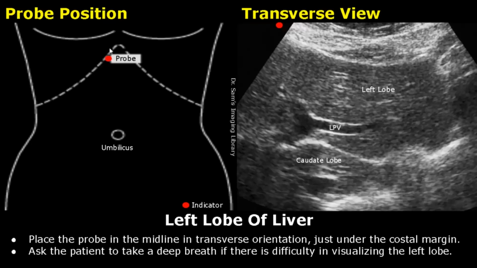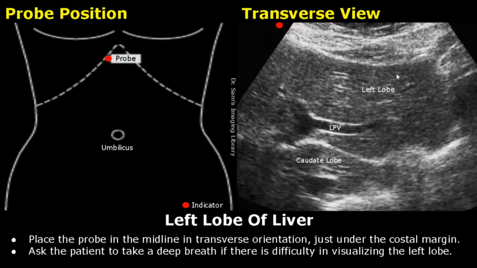These dotted lines represent the right and left costal margins. This is the umbilicus. The patient is in a supine position. The probe is placed in the midline in transverse orientation, just below the costal margin, and you will see the left lobe in transverse view.